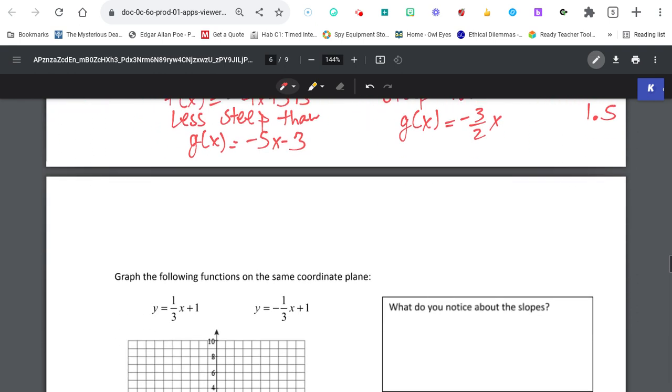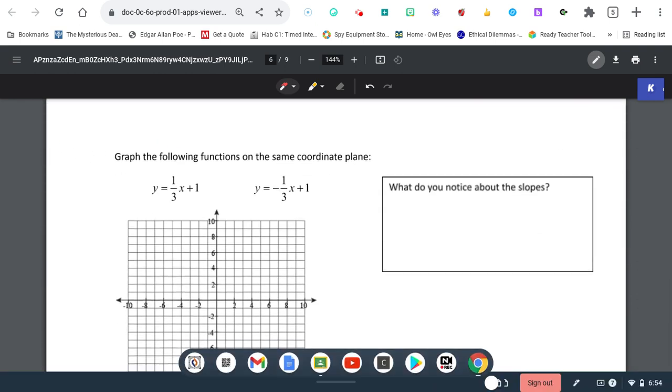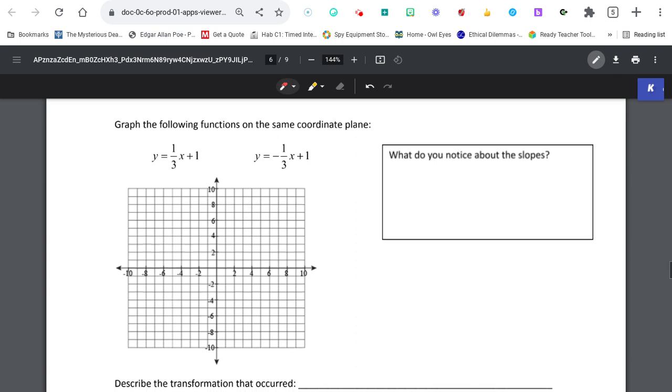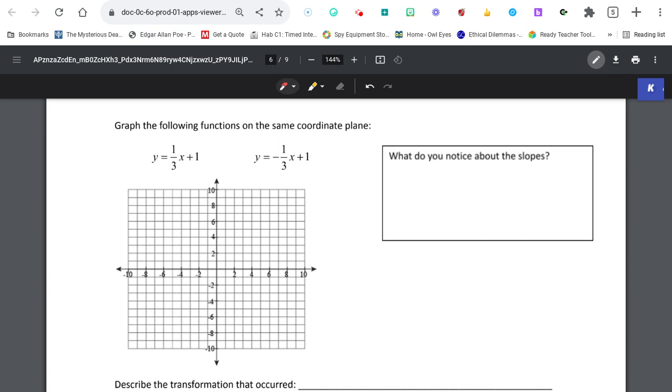All right, let's take a look at this one. It says graph the following functions on the same coordinate plane. Now these are different, guys. So far we know a translation means the slope stays the same, but the y-intercept changes, and the lines are parallel too. And we know on a rotation the slope changes, but the y-intercept stays the same.